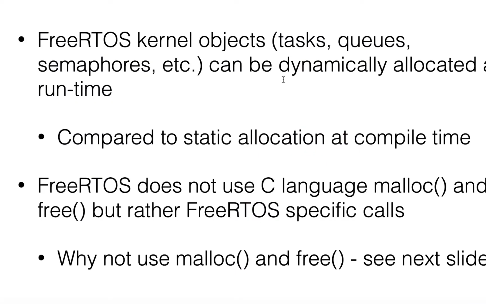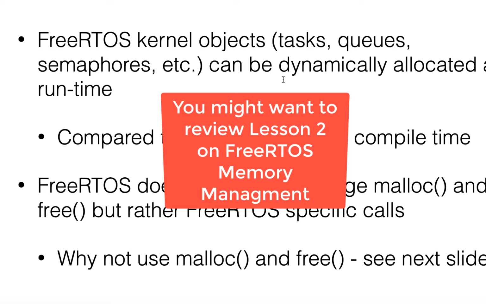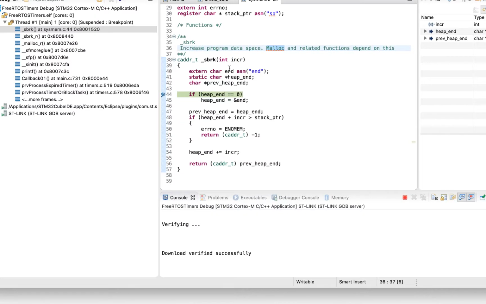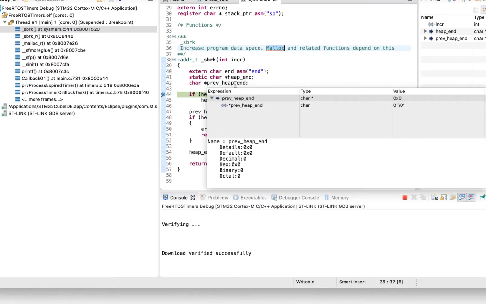To stress that, remember back in the lesson where we covered memory management, we talked about FreeRTOS kernel objects, things like tasks, queues, semaphores, and they can be either dynamically allocated or statically allocated. But this bullet here, FreeRTOS does not use the C language malloc and free, but rather FreeRTOS specific calls. And actually we talked about why it doesn't use it. But the key thing here is it's being used. And who is using it?